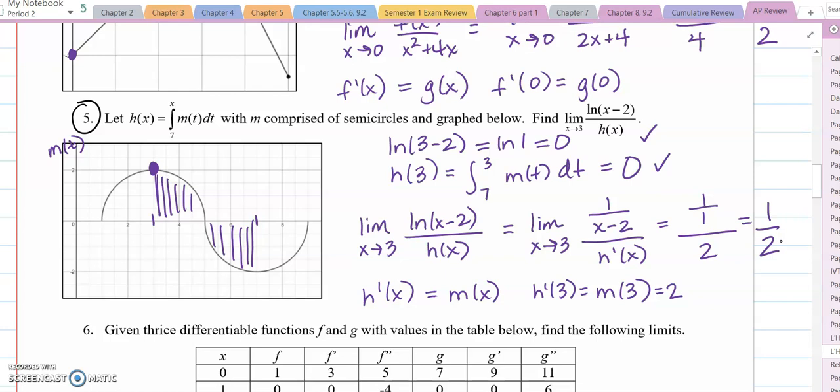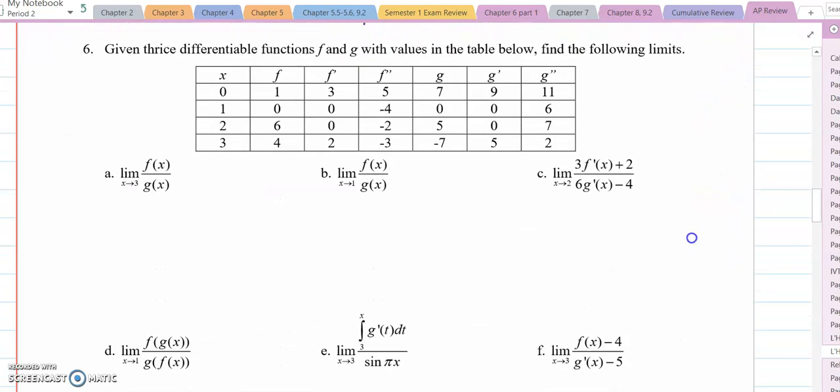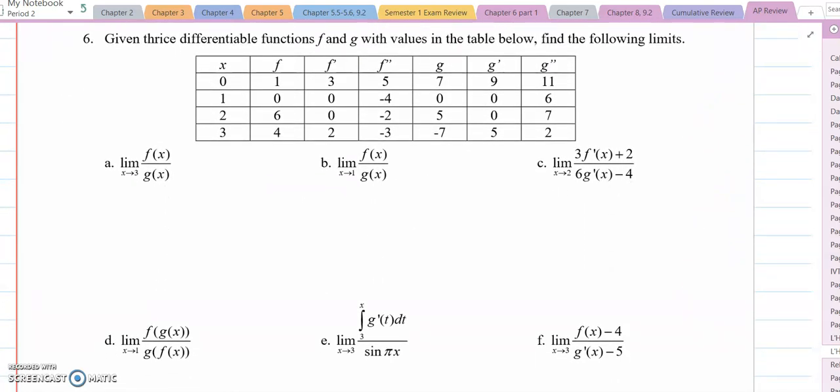I think the rest of these problems are really good practice problems because they really mix up when you need to use L'Hopital's rule and when you don't. Because remember, it's not an all-the-time thing. It's only when your limit goes to 0 over 0 or plus or minus infinity over plus or minus infinity.